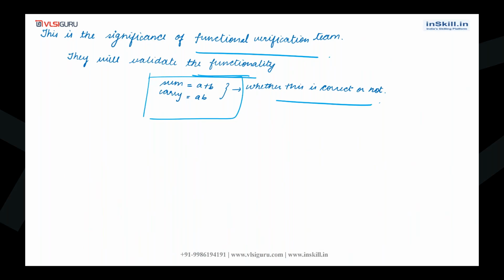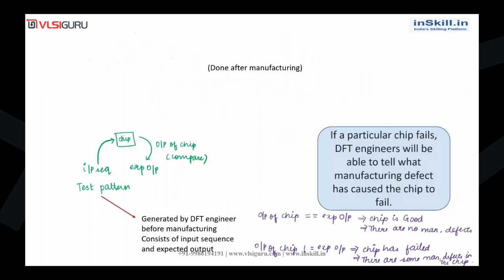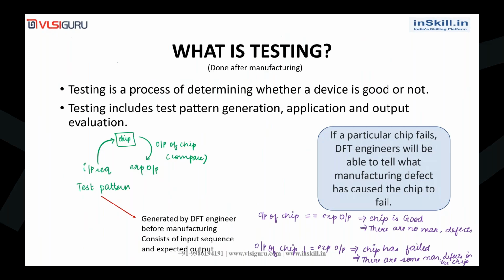In the next slide, we will try to understand what happens at the time of testing. As we saw in the ASIC flow slide, this testing is done after manufacturing.